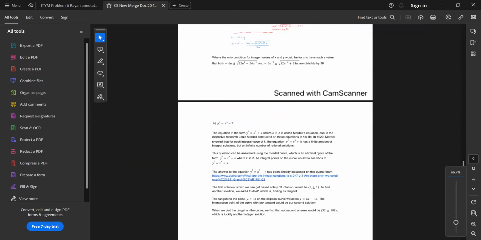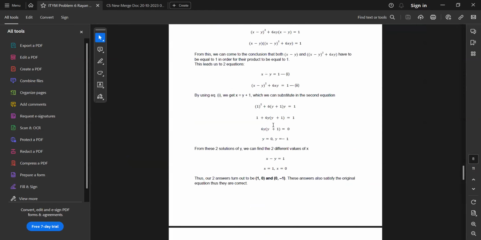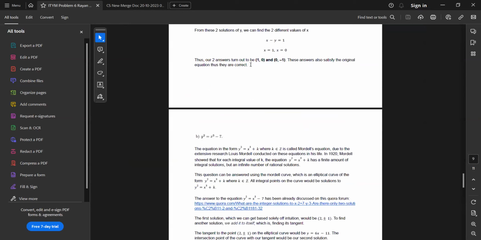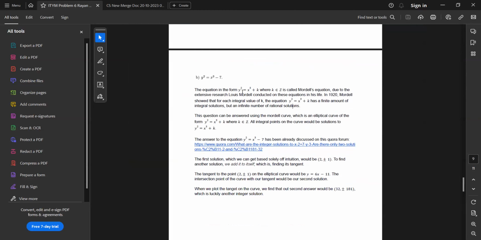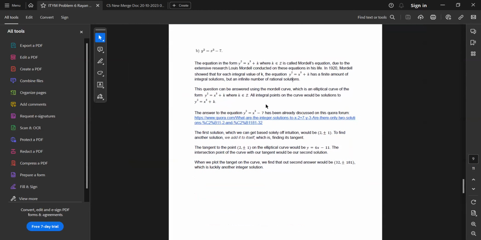Acha, now for part B, we have another Mordell equation: y square is equal to x cube minus 7. So yeah, of course we had Mordell equations earlier in question number 2, basically part 2 of this question. In it I explained again what a Mordell equation is.